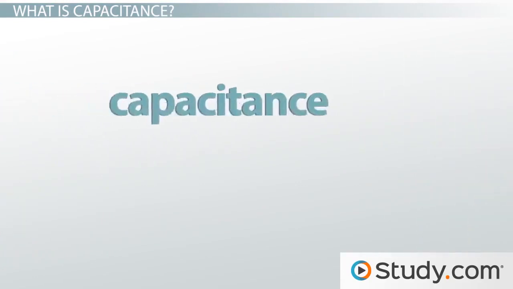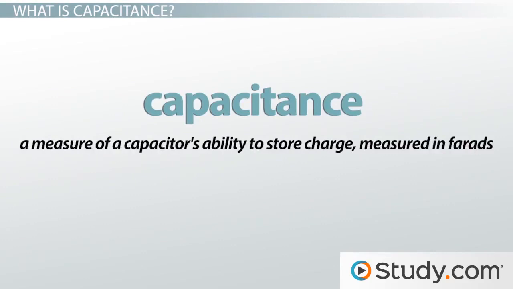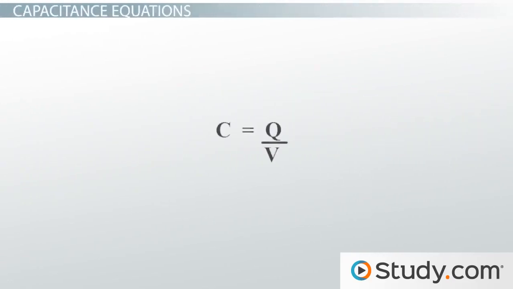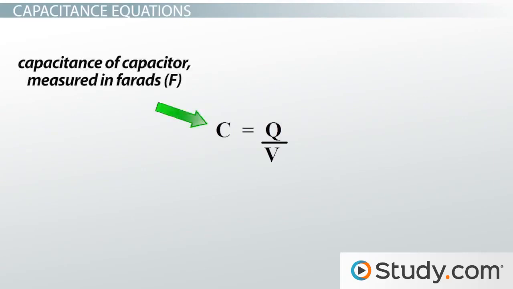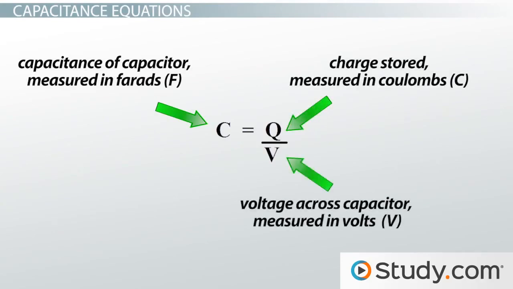And the title of this lesson, capacitance, is a measure of a capacitor's ability to store charge, measured in farads. A capacitor with a larger capacitance will store more charge. The definition of capacitance is given by this equation. Capacitance C, measured in farads, equals charge Q, measured in coulombs, divided by voltage V, measured in volts.